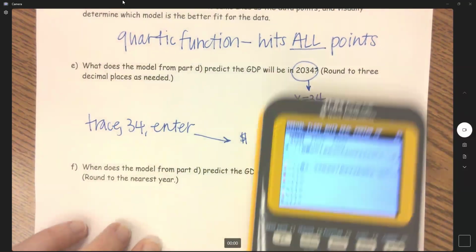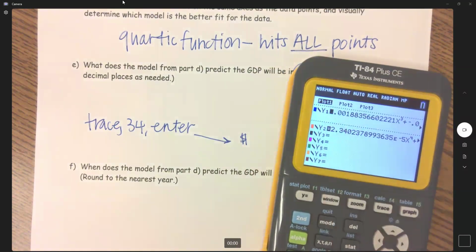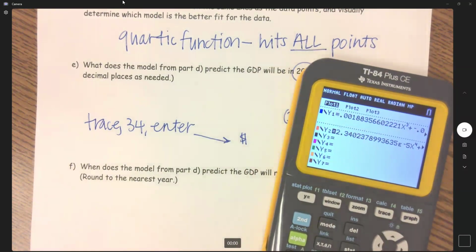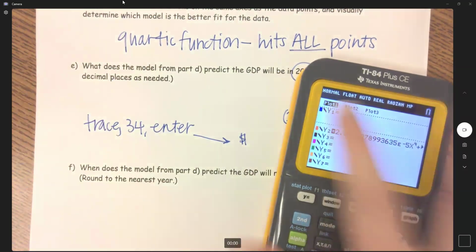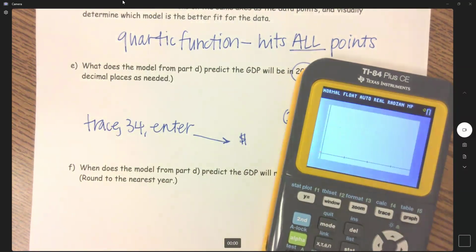So here I need to either unhighlight my X cubed so that that's not on there, or you can just clear it completely off since that's not the best fit. We're not using our X cubed, we're using that quartic. And I also want to make sure I turn that plot 1 off. So here is my graph. I took out my cubic, or at least unhighlighted it, and then unhighlighted my plot 1. And now I can do trace 34, enter.